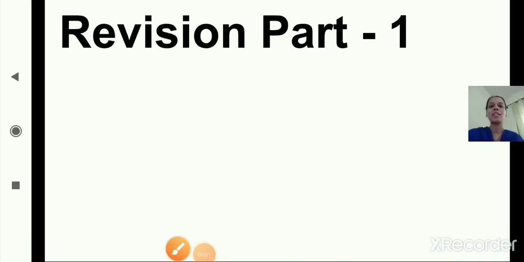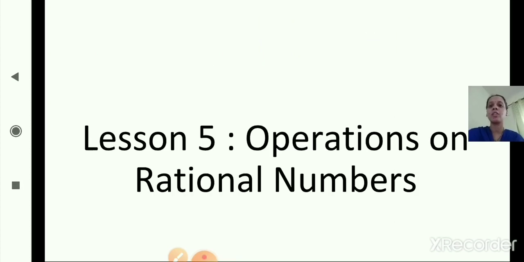Good morning students. Today we'll start our revision part 1. So we will revise lesson number 5 first, that is operations on rational numbers. From each exercise we will solve one sum. Okay. So let's start now.